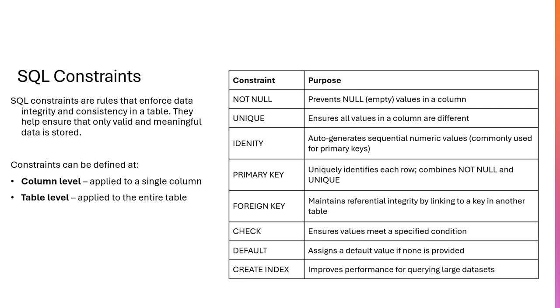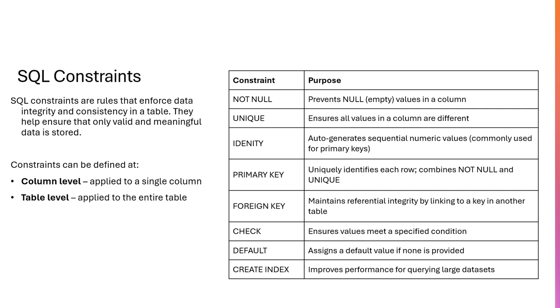Then FOREIGN KEY maintains referential integrity by linking a key to another table. For example, you have your table of sales and your product table. For those tables to communicate, they communicate via a foreign key. So a foreign key maintains referential integrity by linking a key to another table, since our tables are linked by foreign keys.